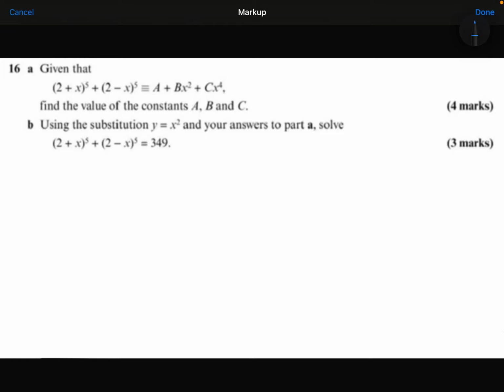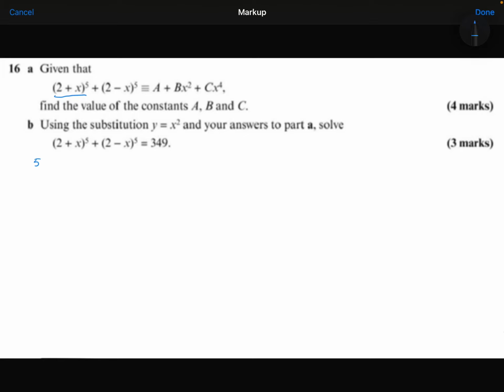Given that (2 + x)^5 + (2 - x)^5 is identical to a + bx^2 + cx^4, find the values of the constants a, b and c. Right, so let's think about the (2 + x)^5 first of all. So let's expand that out.